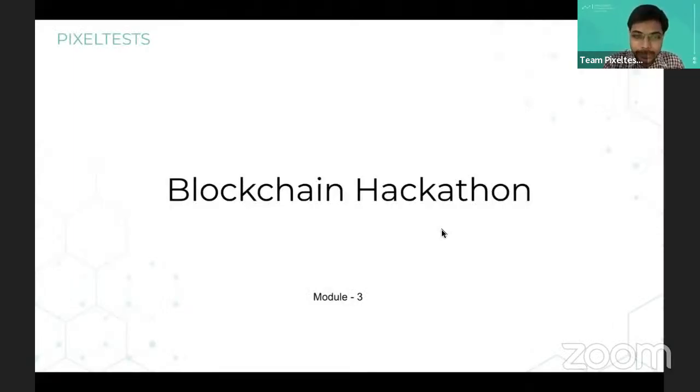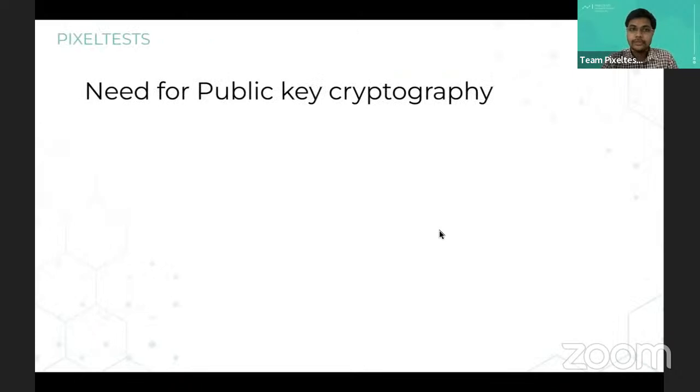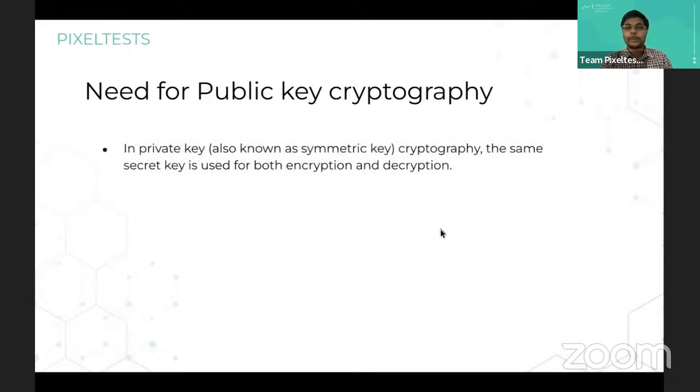I'm going to share my screen here. Today we will understand the need for public key cryptography, and the difference between private key and public key. In private key cryptography, for example, if I send a message to a person, say Prem, the same secret is used at both places, for encryption and decryption. If the other person knows my secret key, they will be able to decrypt it.